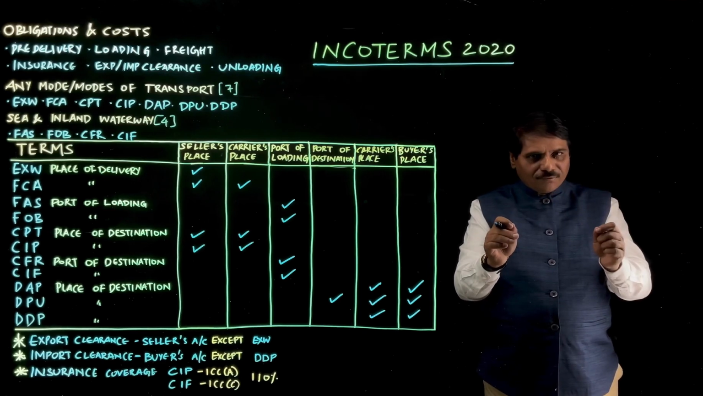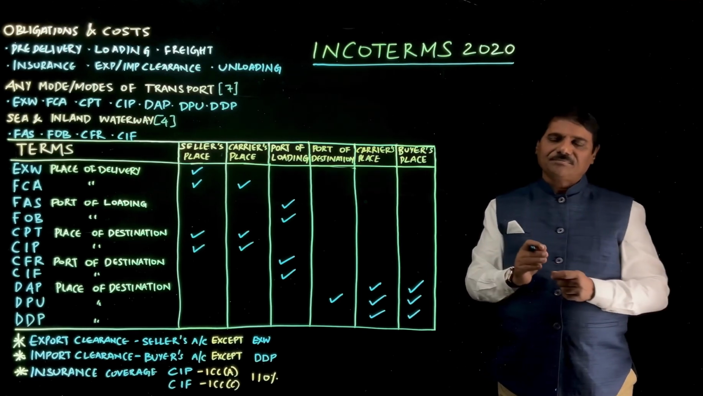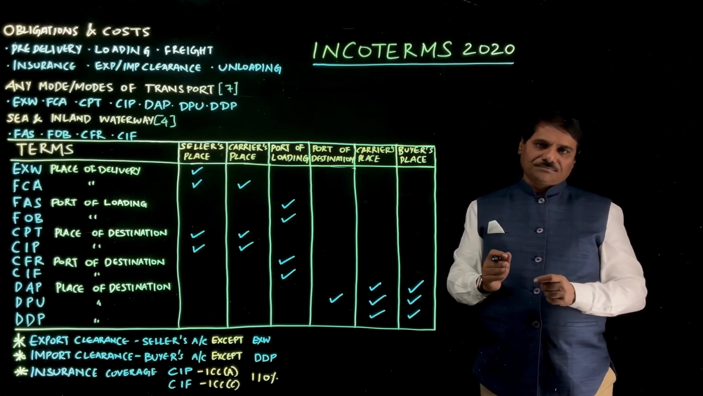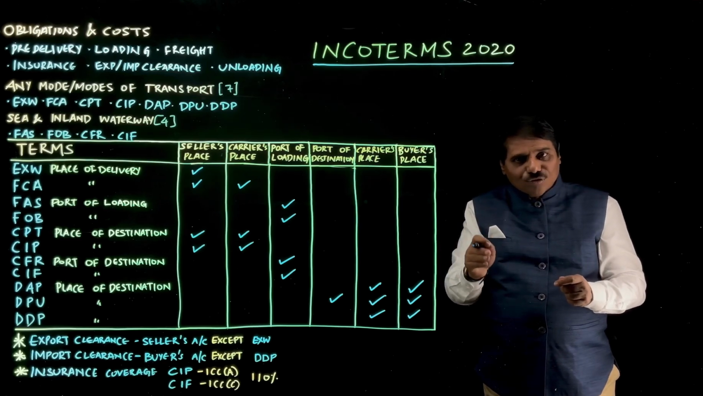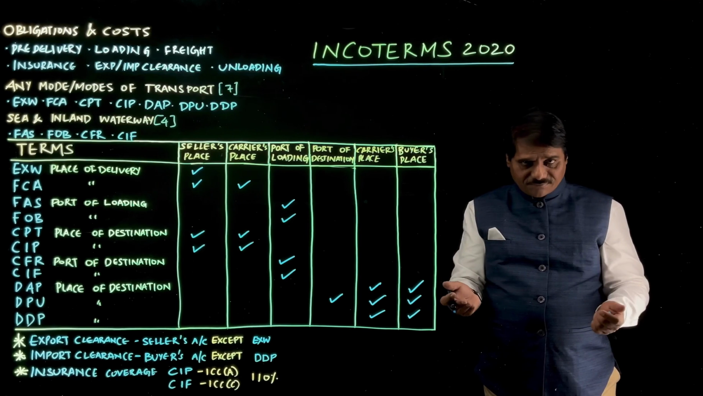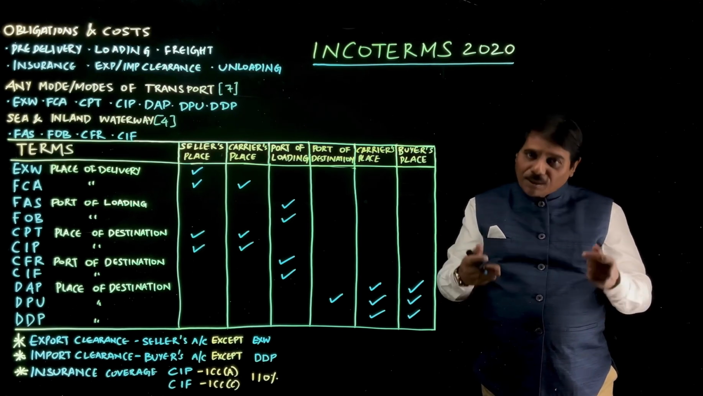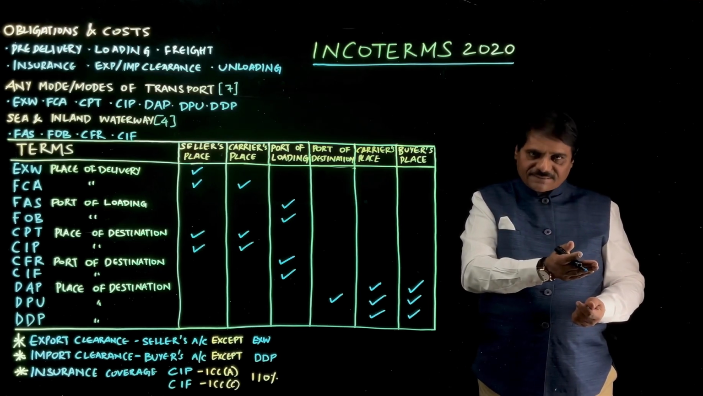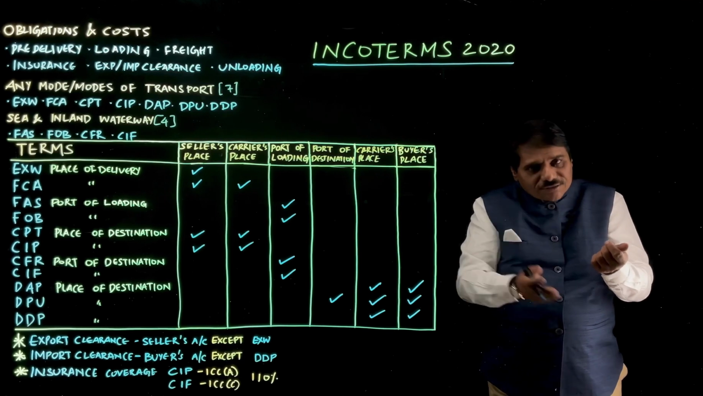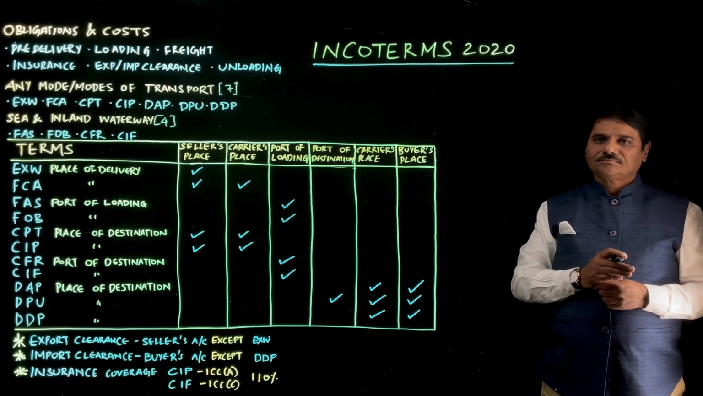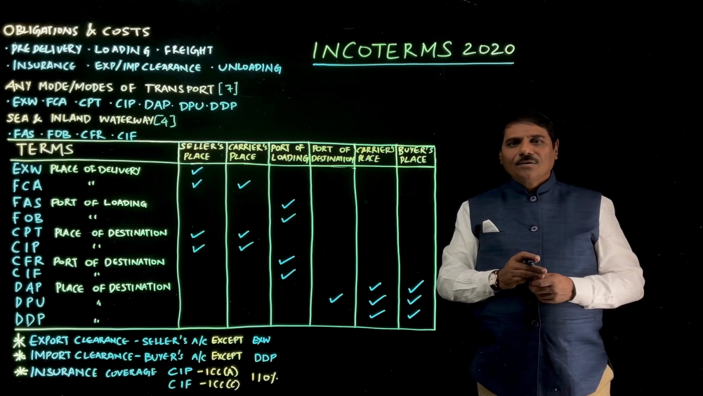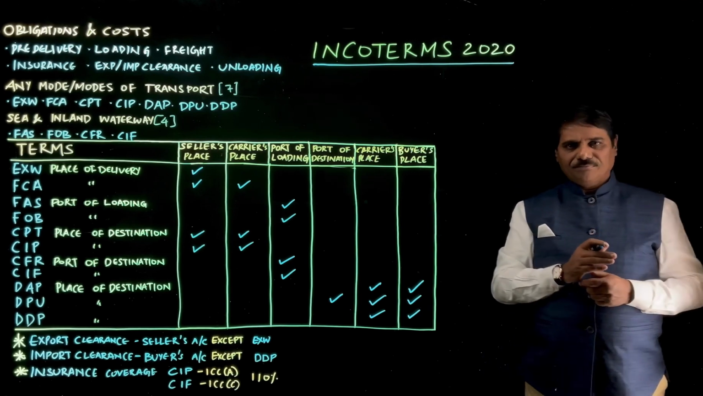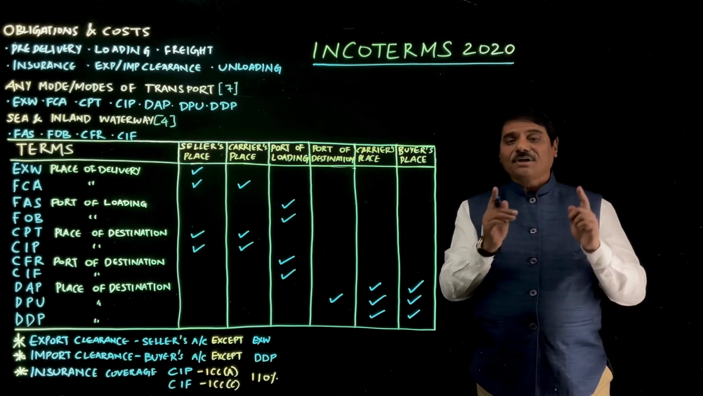In case of a natural harbor, on the platform alongside the ship, or if it is an anchorage port, you have to carry the goods in barges or wooden boats up to that anchorage place, and you have to keep them alongside the ship. So the loading operations on board the ship are the responsibility of the buyer.